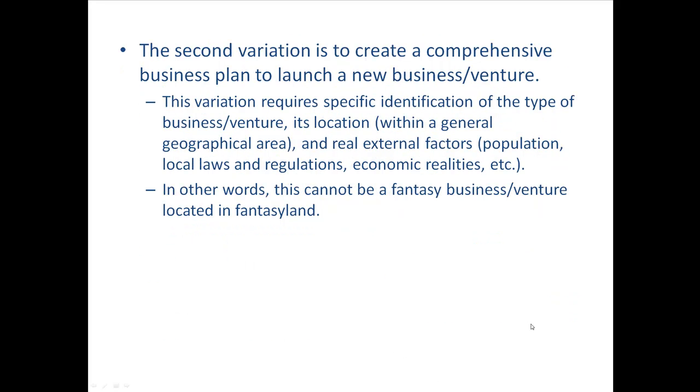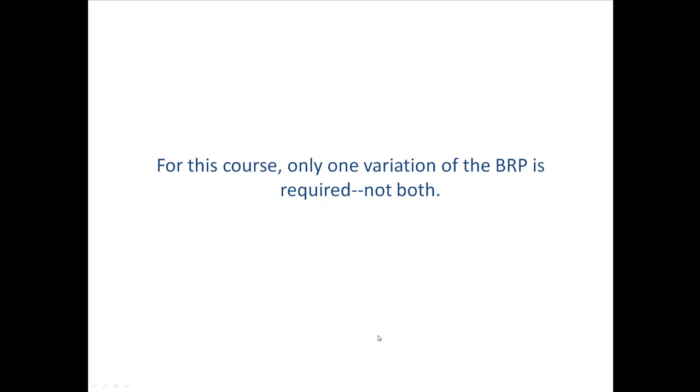The second variation is to create a comprehensive business plan to launch a new business venture. This variation requires specific identification of the type of business venture, its location, such as within a general geographical area, and real external factors: population, local laws and regulations, economic realities, etc. In other words, this cannot be a fantasy business venture located in Fantasyland. For this course, only one variation of the BRP is required per student, not both.